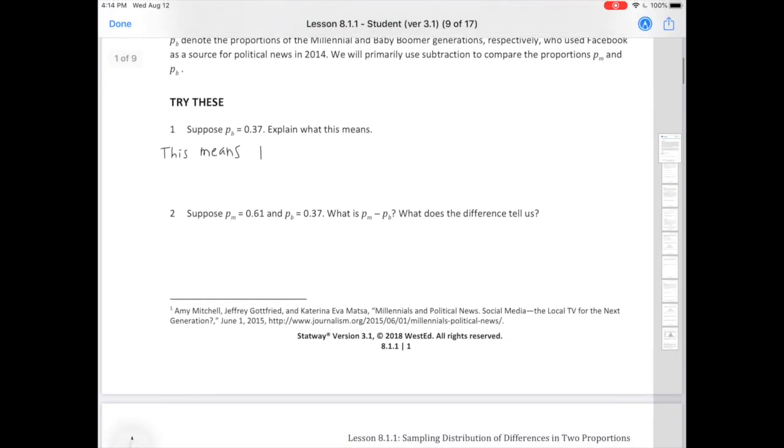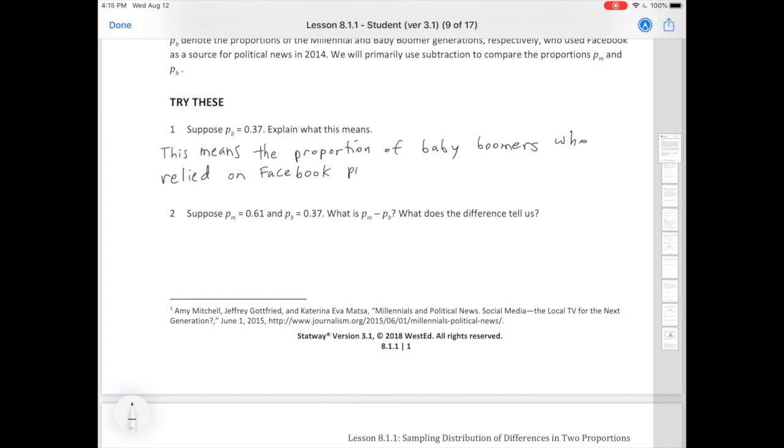Okay, so this means the proportion of baby boomers who relied on Facebook primarily for political news is 0.37. Let me change this to US. So this means the proportion of US baby boomers who relied on Facebook primarily for political news is 0.37. Okay.